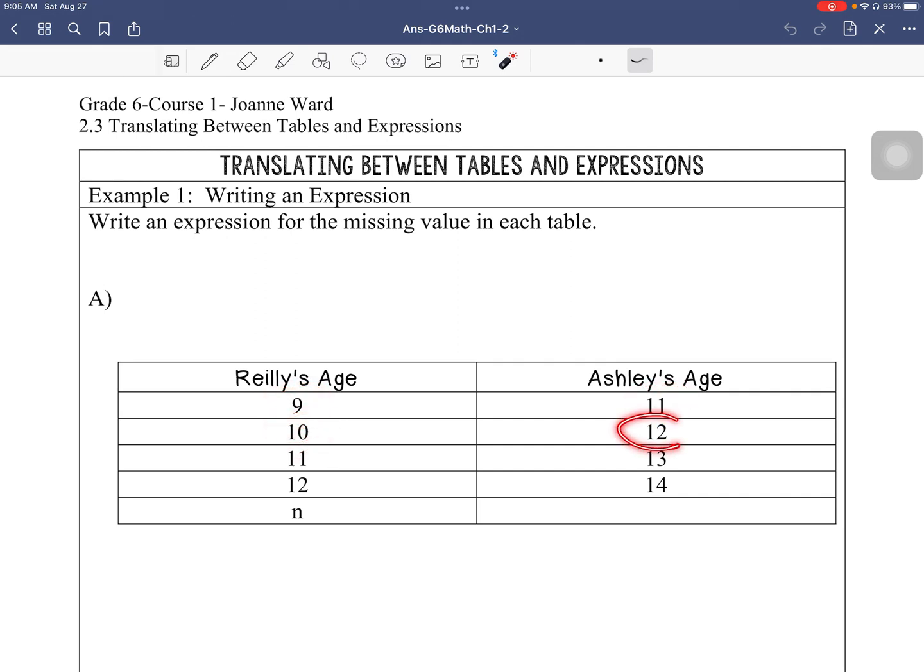When Riley is 10, Ashley is 12. When Riley is 11, Ashley is 13. So their age difference is always the same. The difference between Riley and Ashley is +2, +2, +2, +2. So when Riley's age is n, Ashley's age will actually be n plus 2.